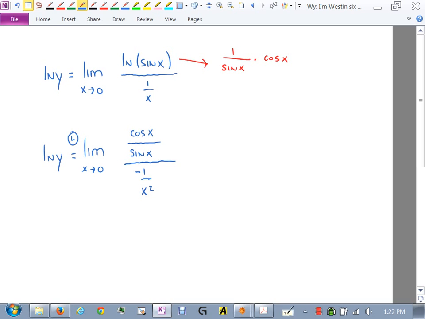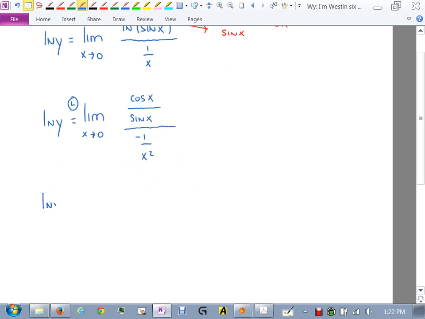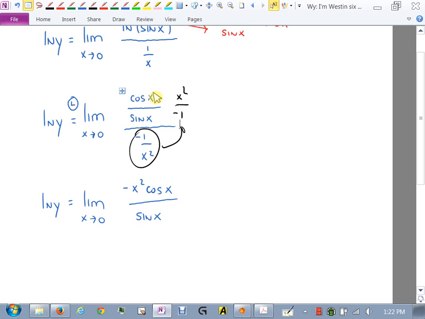Okay, now, watch what I do now. I'm going to take this fraction and flip it up. Division is the same as multiplication by the reciprocal. So I have natural log y equals, no L'Hopital, I'm just rewriting now, negative x squared cosine x over sine x. So I brought this up, flipped it, and when I flipped it, I had x squared on top and a negative 1 on the bottom. The x squared times the cosine x is this. Then the negative doesn't matter where it is. It can be on the bottom or it can be on the top, so I just put it on the top. That all right? Just algebra flipping?